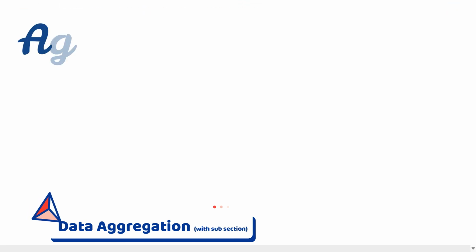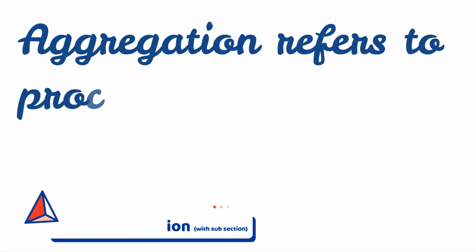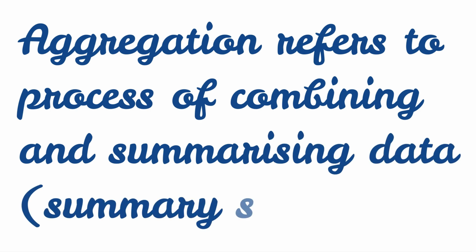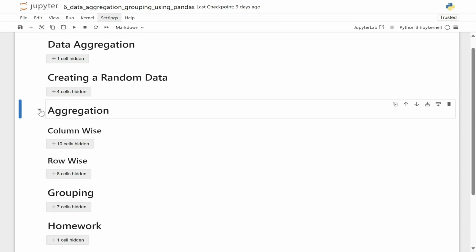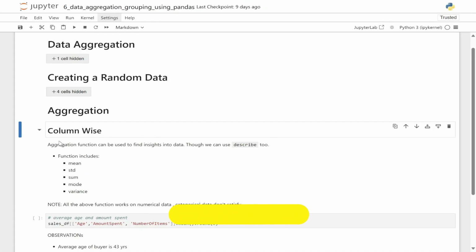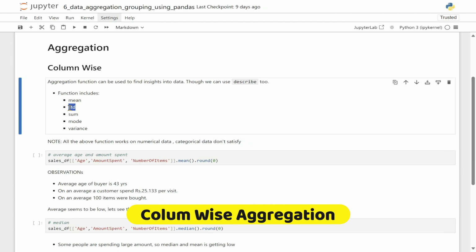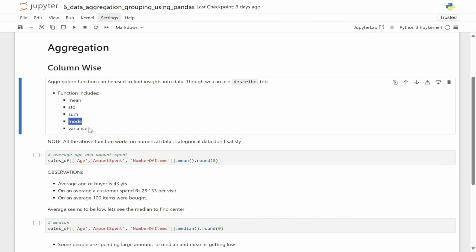In pandas, aggregation not only means to combine, it also means to summarize the data in some sense using some of the summary statistics functions that we know already. And these aggregations are done on two bases. First one being the column wise basis and second one being the row wise. So let's look at column wise basis first. In columns, you can use mean, standard deviation, sum, mode and variance. We are going to see what are the interpretations behind each of them.